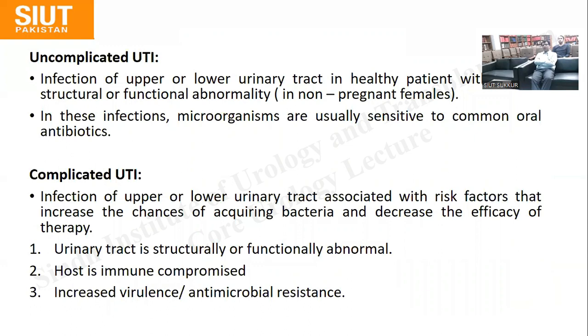Uncomplicated urinary tract infection is infection of the upper or lower urinary tract in healthy patient without structurally or functionally abnormal genitourinary tract, or in non-pregnant females. In these infections, microorganisms are usually sensitive to common oral antibiotics. Now, complicated UTI is infection of the upper or lower urinary tract associated with risk factors that increase the chance of acquiring bacteria and having infection and decrease the efficacy of therapy. Now, urinary tract is structurally or functionally abnormal in such cases. Host is immunocompromised, and there is increased virulence or antimicrobial resistance.